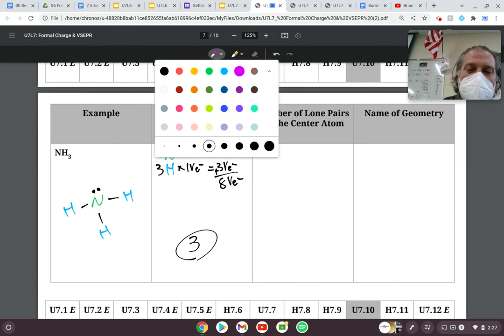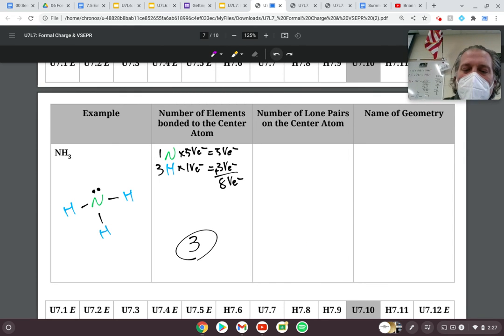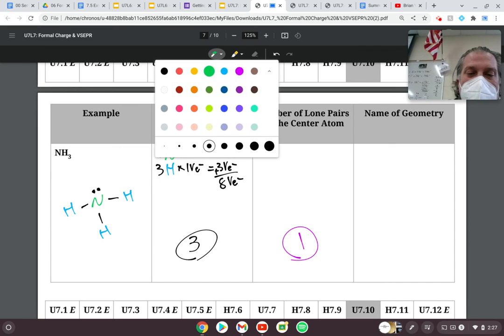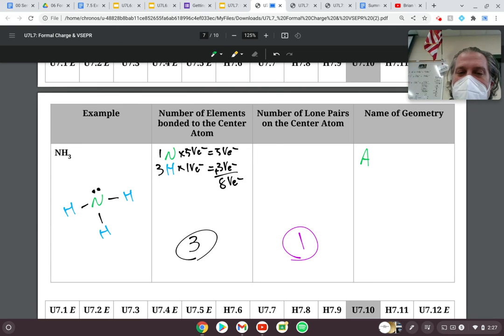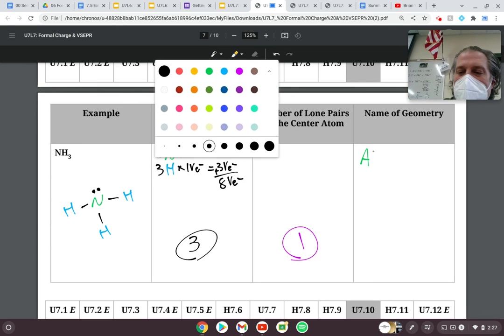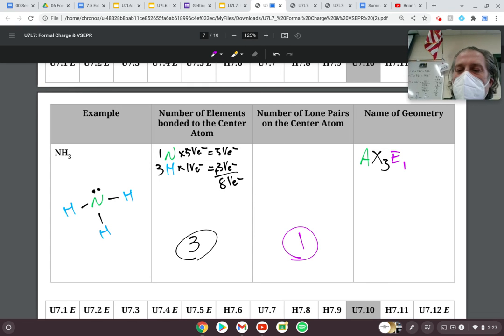I have 1 pair of electrons, lone pairs or unshared pairs of electrons. So I would denote this to be an AX3E1.